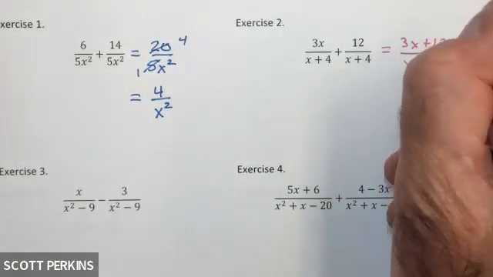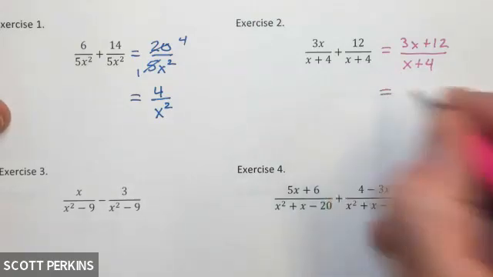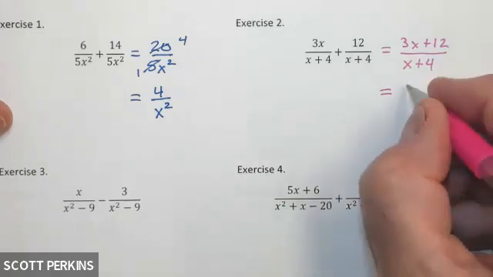And then I'm going to put it over x plus 4. So there's the adding. That's the new bit for today. Okay. Now we're going to go back to what we did last time. We got to reduce this. So can I factor anything out of the top? Is there a common factor? Yeah, 3. Perfect. Thank you.